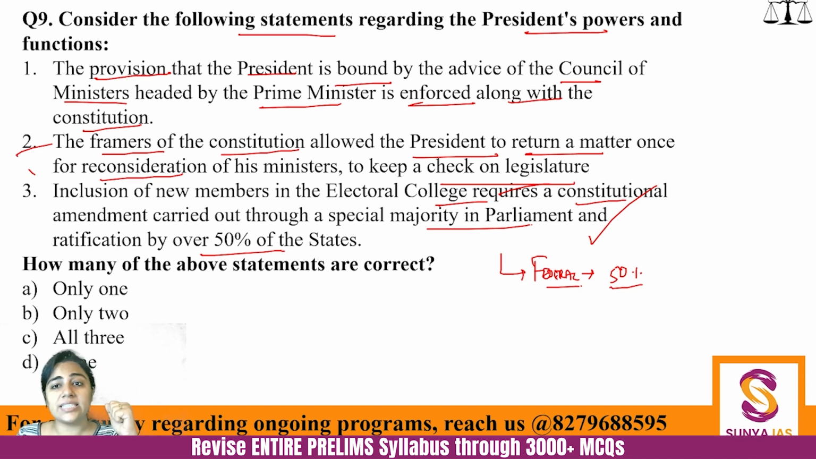Now come to the first and second statement. And for here, you need to remember 2 constitutional amendments. One is the 42nd constitutional amendment, which made the advice of the Council of Ministers and any bill that they send binding. So any bill that has come to the president, any advice, anything has become binding on the President of India.